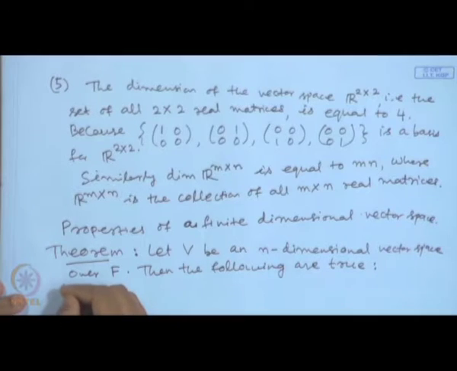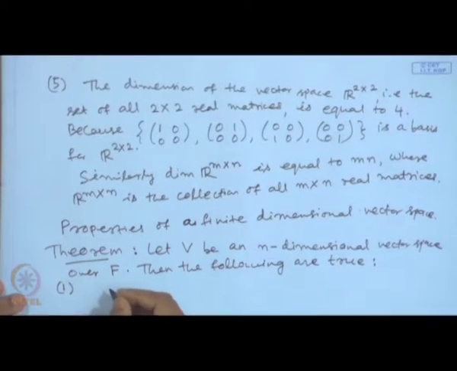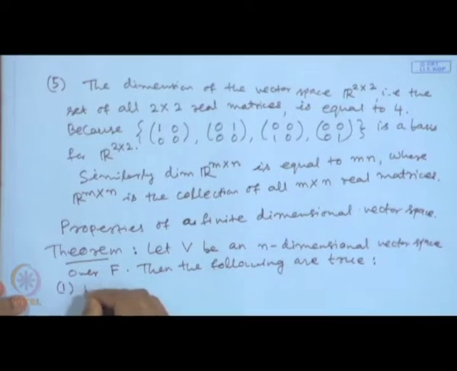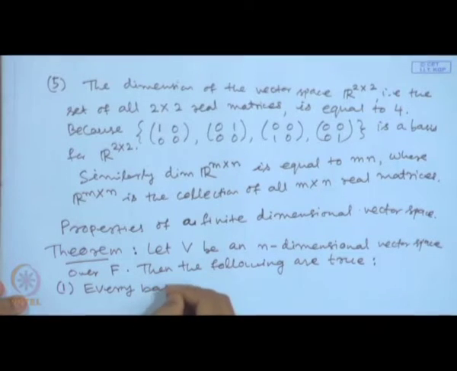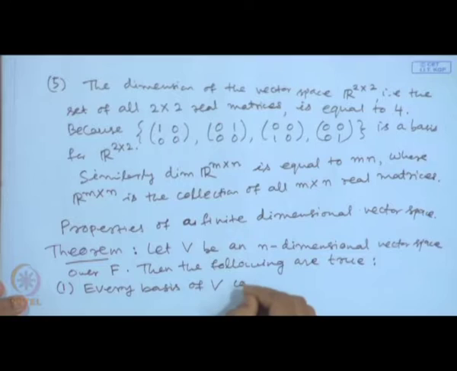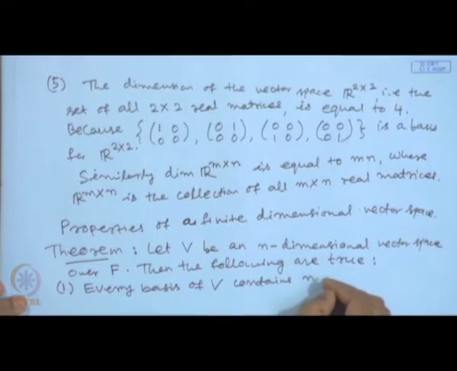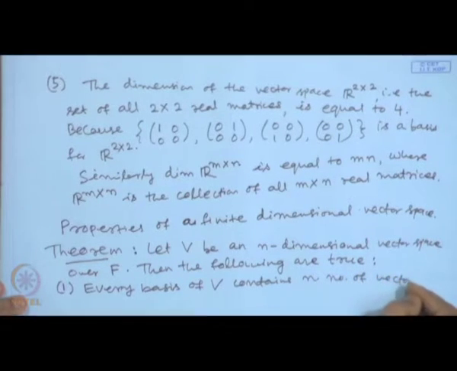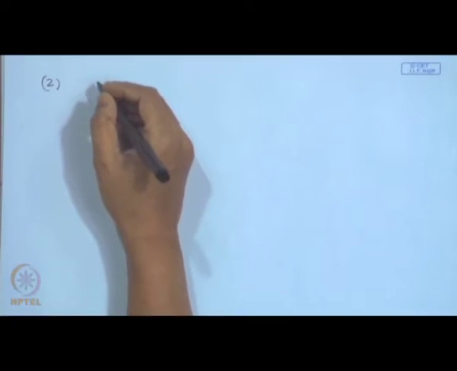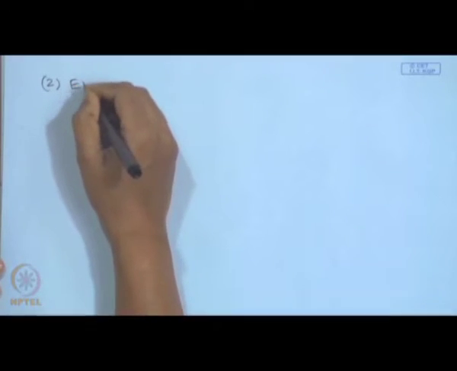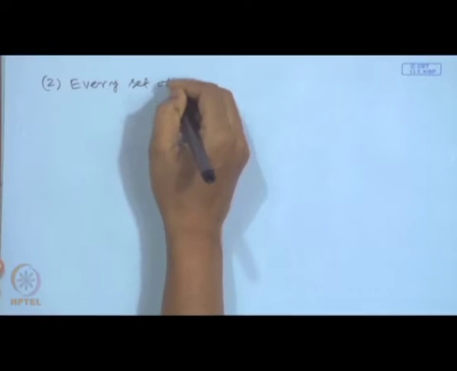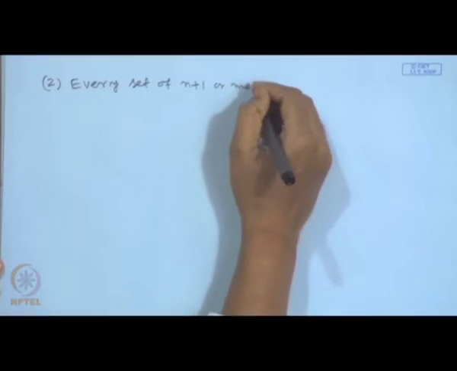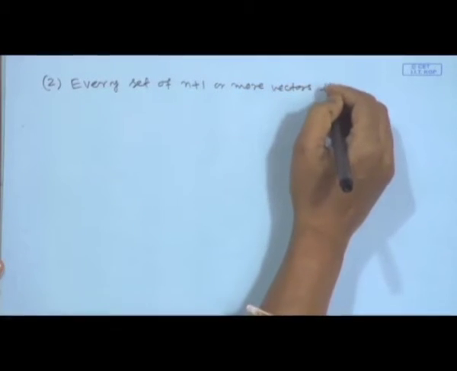First one is that every basis of V contains n number of vectors. Second property is like this: every set of n plus 1 or more vectors in V is a linearly dependent set.